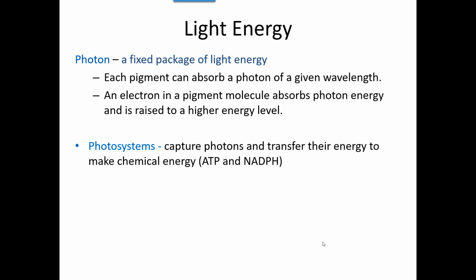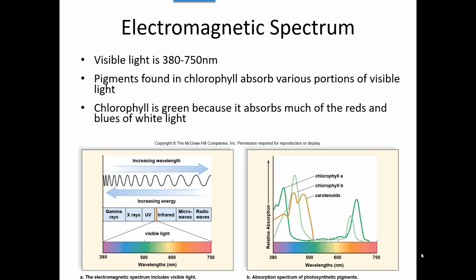So we quantify it as a photon. A photon is a fixed package of light energy, so it's a fixed amount of energy found in light. And every pigment can absorb a photon of a given wavelength. When I'm talking about photons of different wavelengths, we're talking about the different colors along the different wavelengths that get absorbed.